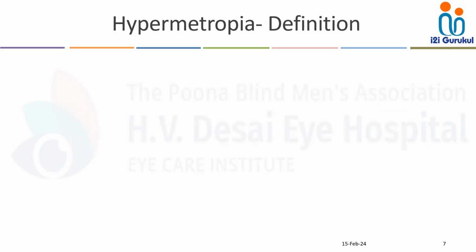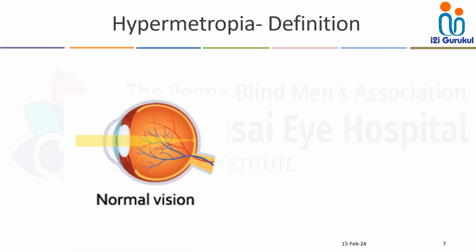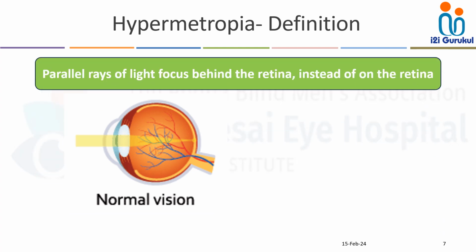Now coming to the definition of hypermetropia. This is the normal emmetropic condition where the image is clear for distance as well as near, because the rays of light are focused on the retina. In hypermetropia, parallel rays of light focus behind the retina when the accommodation is at rest. Now, what is the difference between presbyopia and hypermetropia? This is the question.